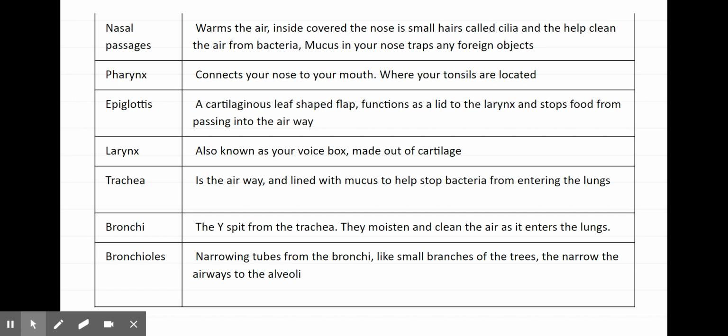The pharynx is found right after that, and it essentially connects your nose to your mouth. So you can breathe in through your mouth or your nose, okay? But the part where it connects is called the pharynx, and that's where your tonsils are actually located.